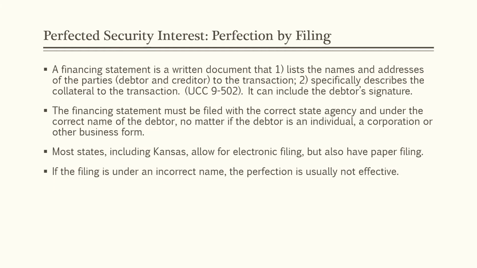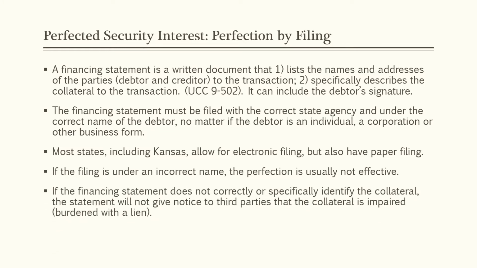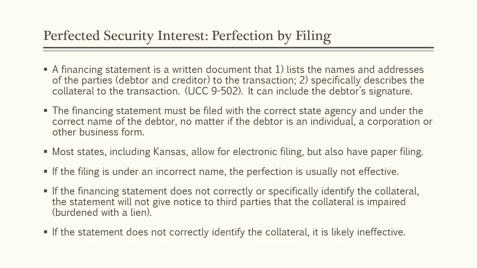If the filing is under an incorrect name, the perfection is usually not effective. You have to get the name right. If the financing statement does not correctly or specifically identify the collateral, remember that's the white Toyota problem, the statement will not give notice to third parties that the collateral is encumbered, which means burdened with a lien. If the statement does not correctly identify the collateral, it's likely ineffective and you wasted your time filing it.